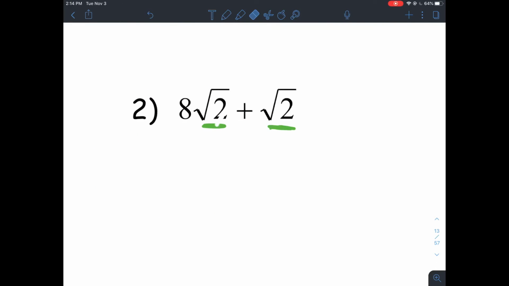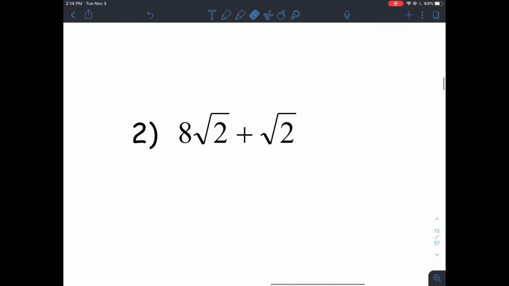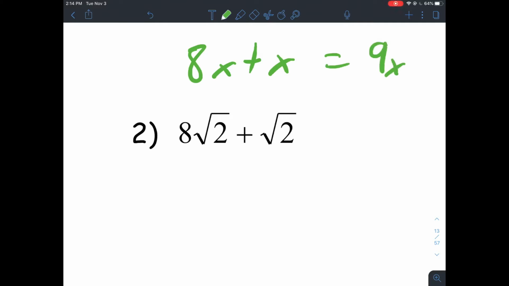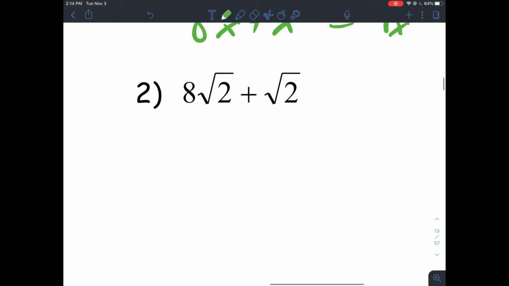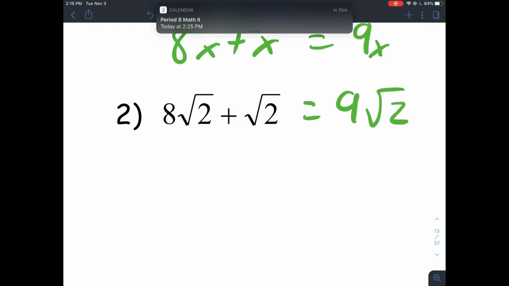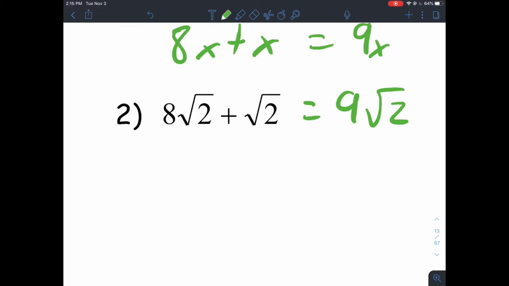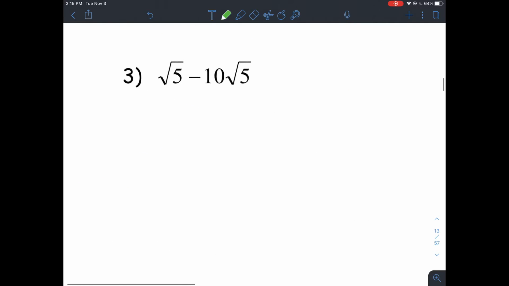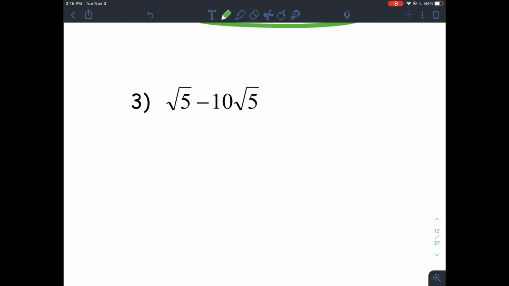All right, so let's go ahead and try number 2. So again, you are going to treat these like radicals as if they were variables. So think about if I had 8x plus x. Well, what would that equal? That would give us 9x, right? So here, if I have 8 root 2 plus root 2, that's going to give us 9 root 2. It's not too terrible.